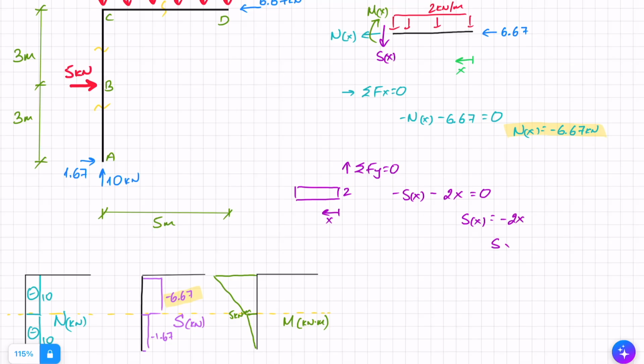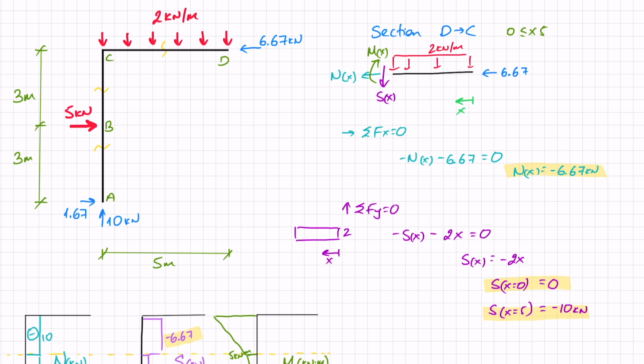Interesting what happens when X equals 0, which is at D, and when X equals 5, which is at C. At 0, I get 0, which makes sense. If I'm just at point D, the shear force hasn't really kicked in yet, and at 5, I get minus 10 kilonewtons. So the shear force really was a function of X going from 0 to minus 10.